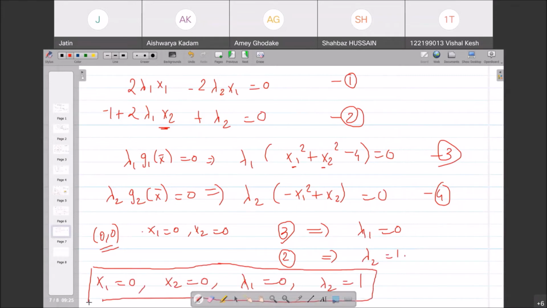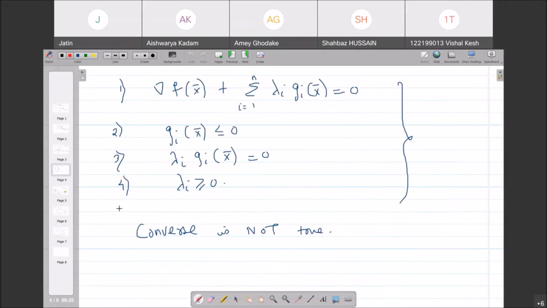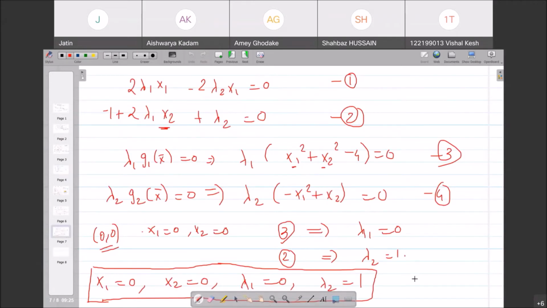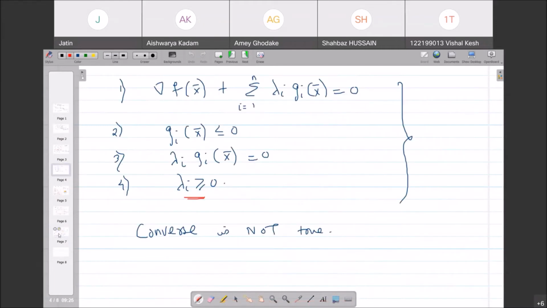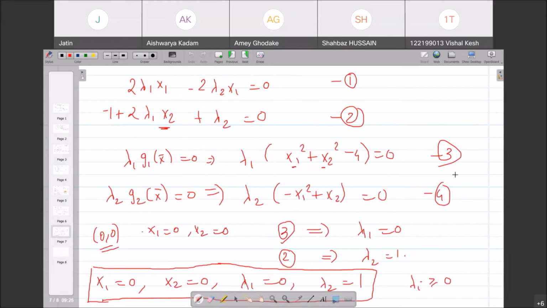They are satisfied. You can check. What is the fourth condition? My lambda i's have to be non-negative. Are they non-negative? Yes. My lambda 1 is 0 and lambda 2 is 1, so they are non-negative. Good. Is my third condition satisfied? Yes. You put 0, 0, so the condition is satisfied. Here you put x1 as 0, x2 as 0, and your lambda 1 is also 0, so the product is also 0. So equation 3 is satisfied.